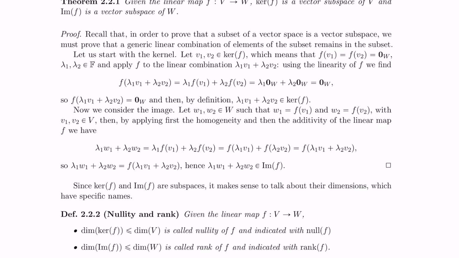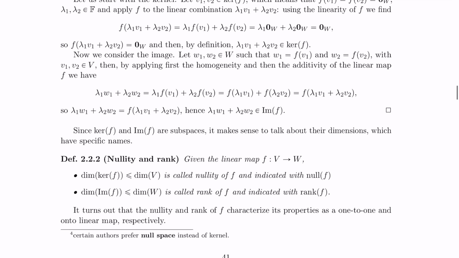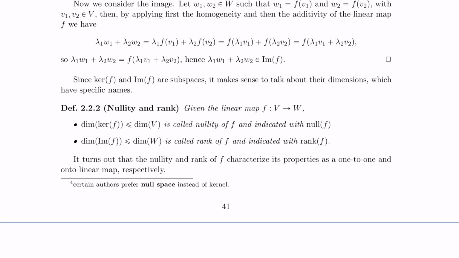Having proven that the kernel and the image of a linear map are vector spaces themselves, it makes sense to talk about their dimensions. These dimensions have precise names written in this definition here. The dimension of the kernel of F is called nullity of F, and it is indicated like this. The dimension of the image of F is called the rank of F, and it is indicated like this.